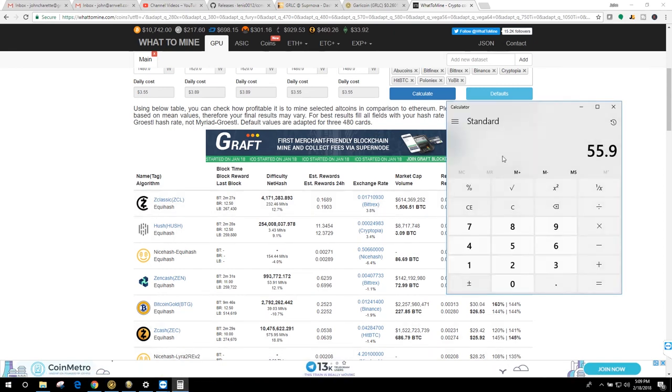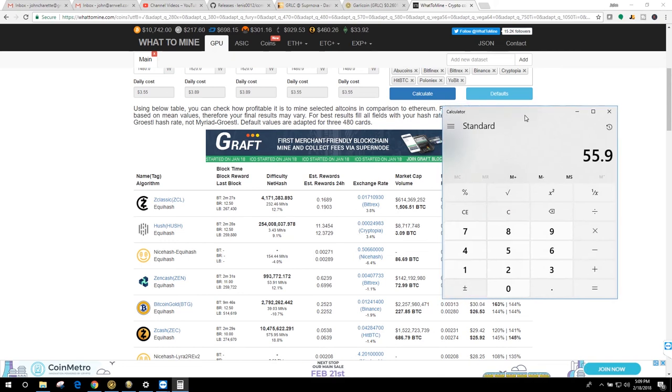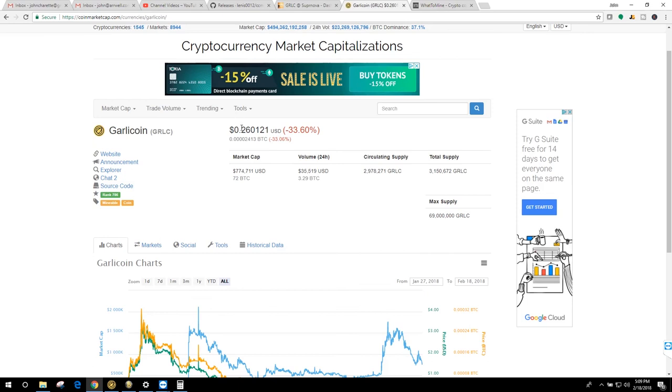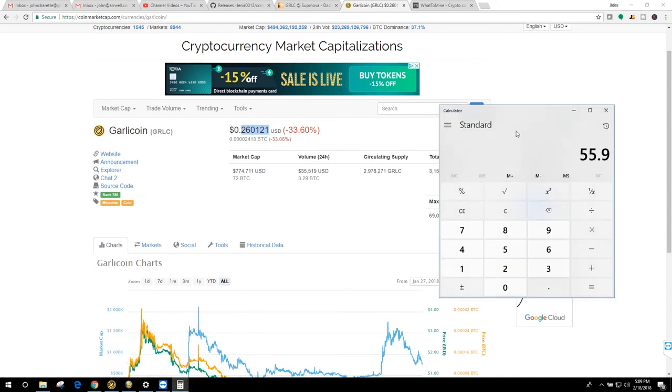So we just got $55 when the Garlicoin price has tanked and literally been cut in half. So if it comes back up to 50 cents, just double that. $110 a day, I'll take it.